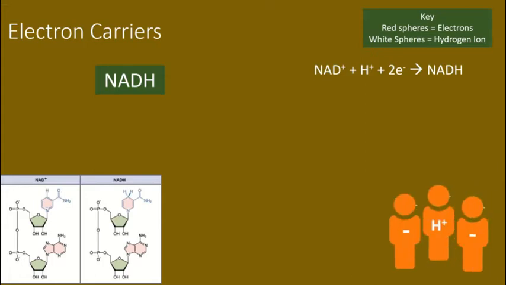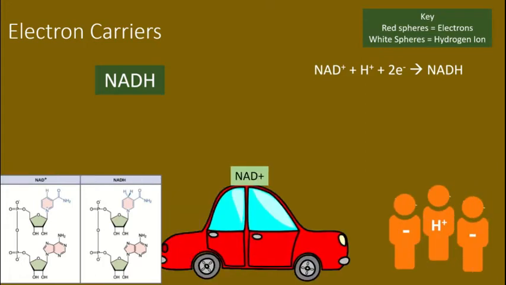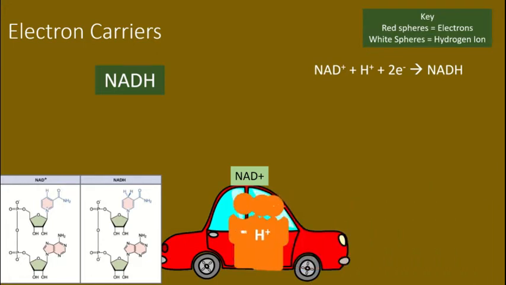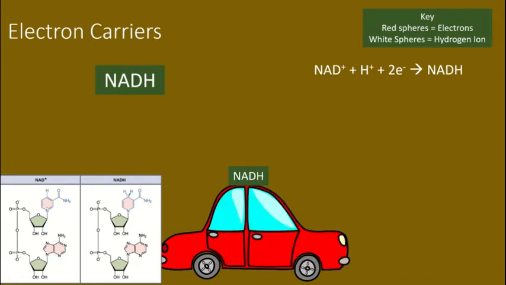Think of electron carriers as taxicabs or empty Ubers or Lyft cars, with vacant cars being NAD plus and people as electrons and hydrogen ions. When the car carries two electron passengers and one hydrogen ion passenger, it becomes an occupied car called NADH. When it empties the car at the destination, it goes back to being NAD plus. Therefore, it picks up more positive hydrogens and electrons.